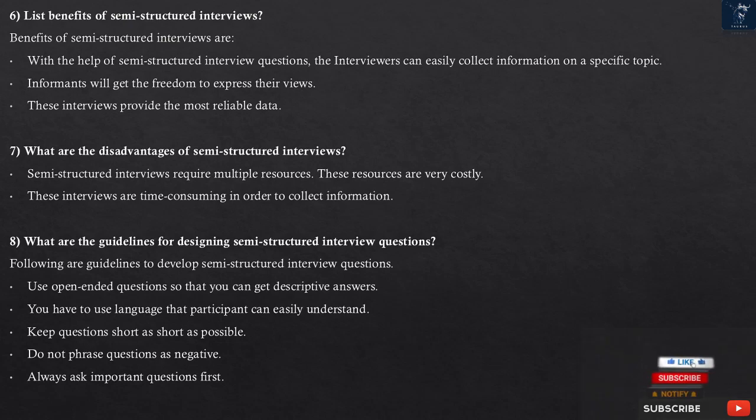8. What are the guidelines for designing semi-structured interview questions? Following are guidelines to develop semi-structured interview questions. Use open-ended questions so that you can get descriptive answers. You have to use language that the participant can easily understand. Keep questions as short as possible. Do not phrase questions as negative. Always ask important questions first.